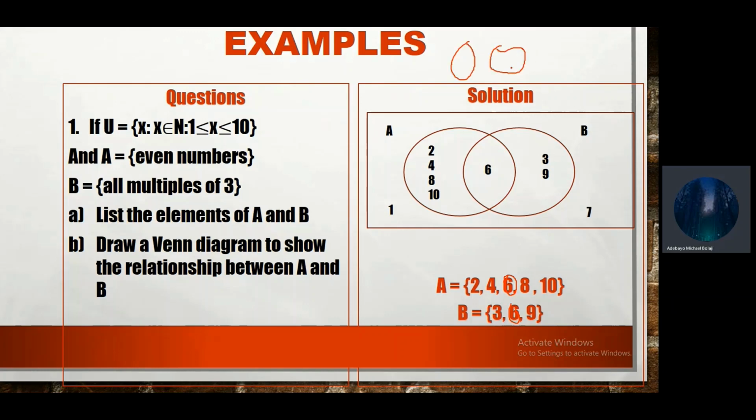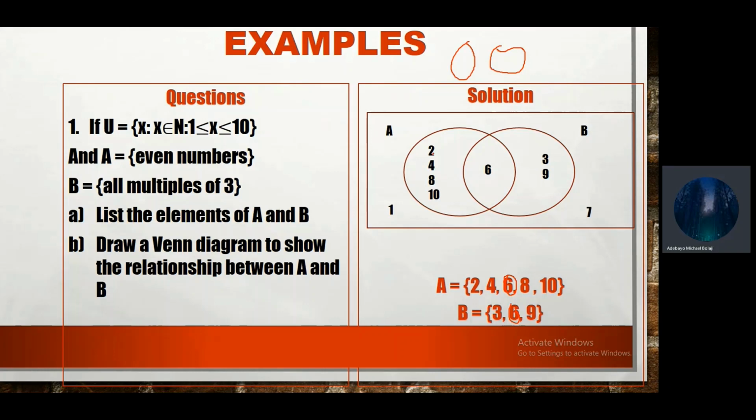Assuming A and B do not intersect, they'll be separate, right? Well, we are just assuming. So they won't intersect if we had nothing in common. But because we have something common, which is 6, they intersected. So this place is called our intersection, right? And these are the elements common between our first set and our second set.